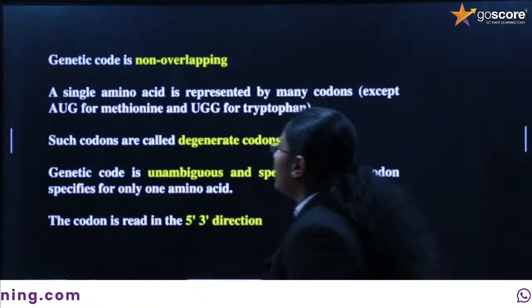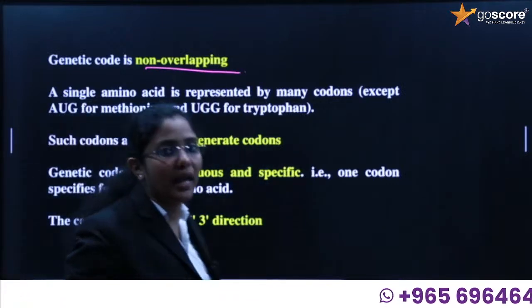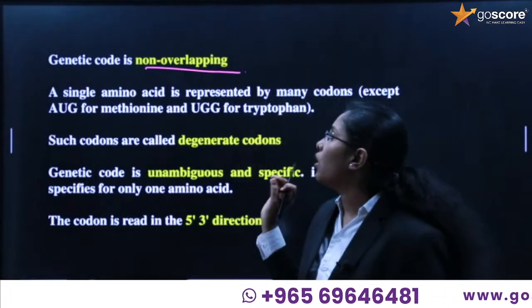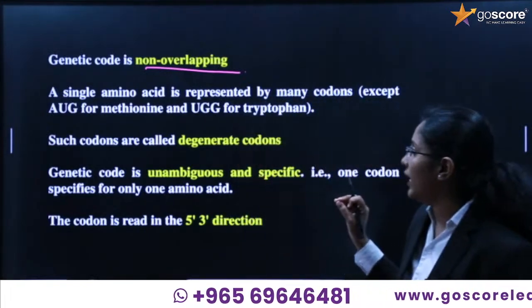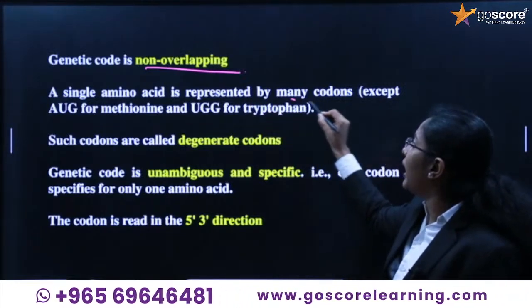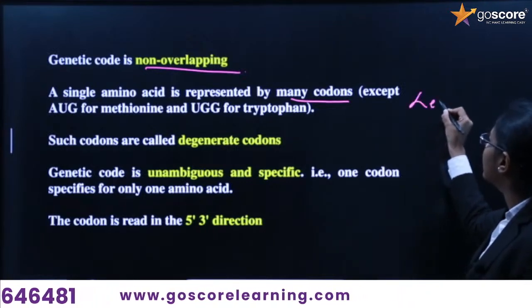The genetic code is non-overlapping. Never does it overlap. So we can say the genetic codon is non-overlapping. A single amino acid is represented by many codons. For example, if you are considering leucine.